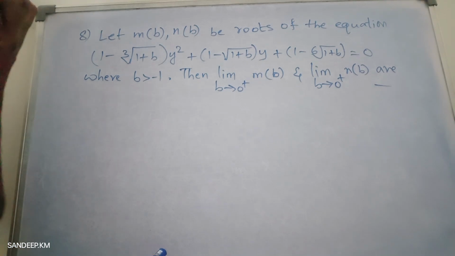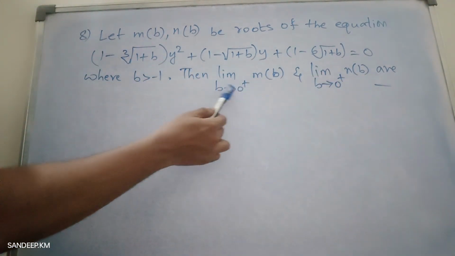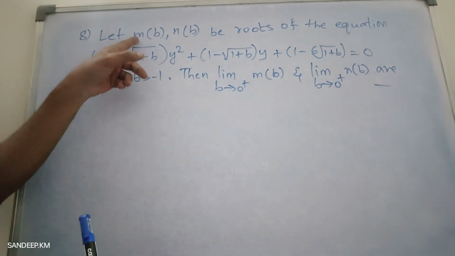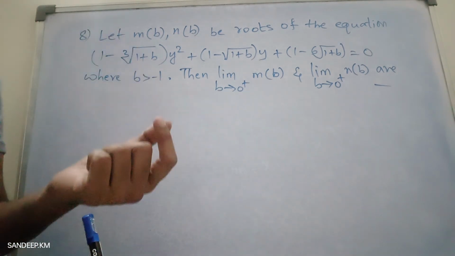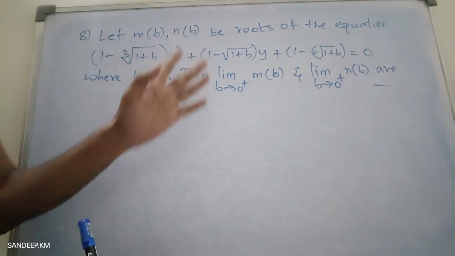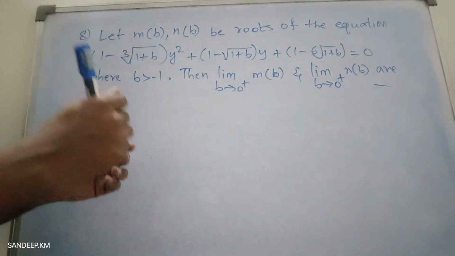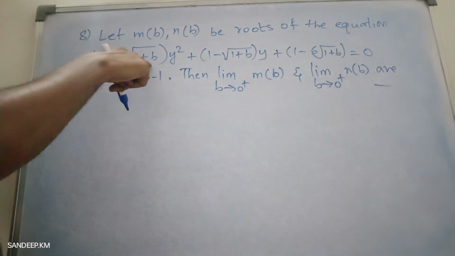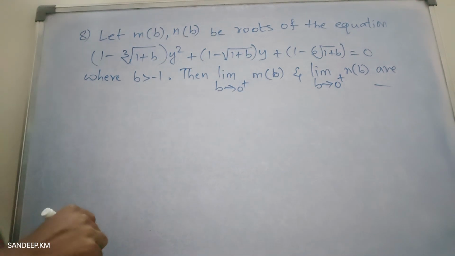Then find the value of m of b and also n of b, where b is approaching 0 plus. Correct or not? m of b means the first root is made up of the variable b, or the constant b. Okay, and the second root is also made up of b. So instead of writing m of b and n of b, let me simply write it as m comma n. So dear students, m comma n are the roots of this quadratic equation.